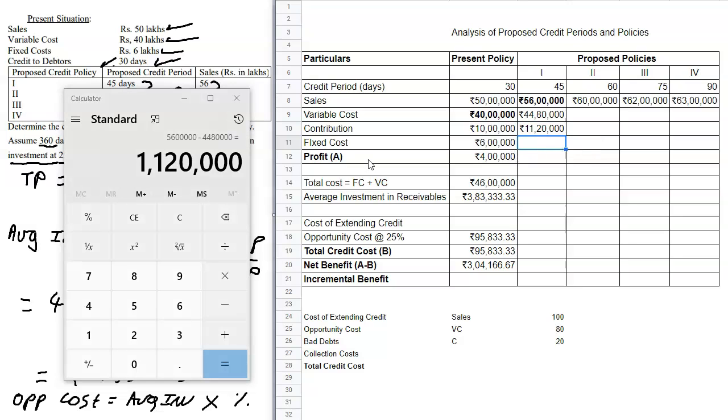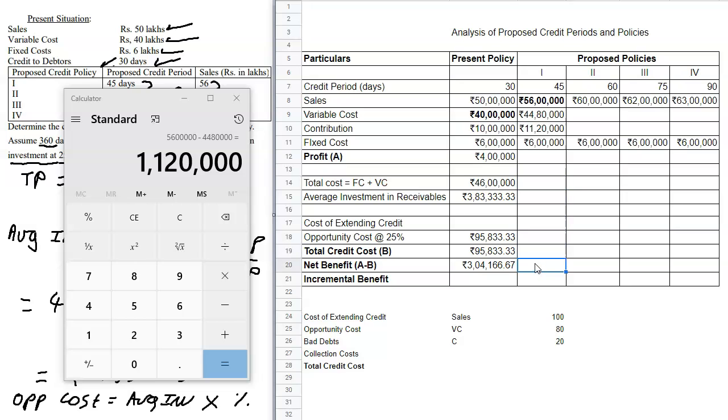Now, what about fixed cost? Fixed cost by definition remains fixed. That means the same 6 lakhs that you see over here is applicable everywhere. So everywhere it is the same 6 lakhs. So now you know what is the fixed cost. You know how to calculate variable cost and contribution. How to calculate profit also, I think, is straightforward. The rest of it is straightforward.